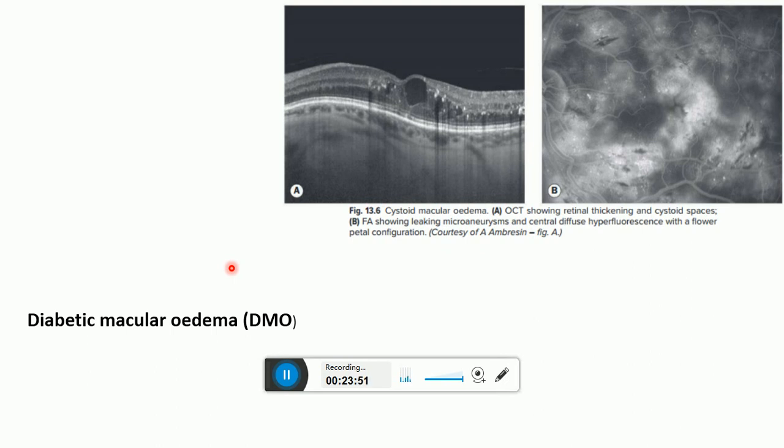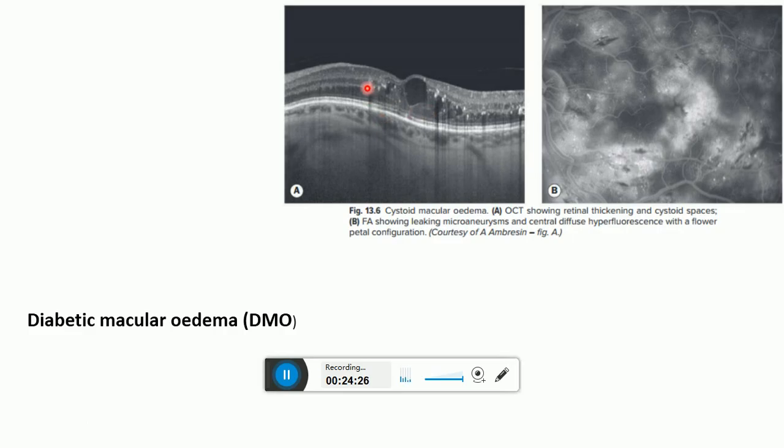The focal leakage occurs from microaneurysms and dilated capillary segments. The fluid is initially located between the outer plexiform and inner nuclear layers. Later, it may also involve the inner plexiform and nerve fiber layer, until eventually the entire thickness of the retina becomes edematous. Diabetic macular edema is readily detectable using OCT.